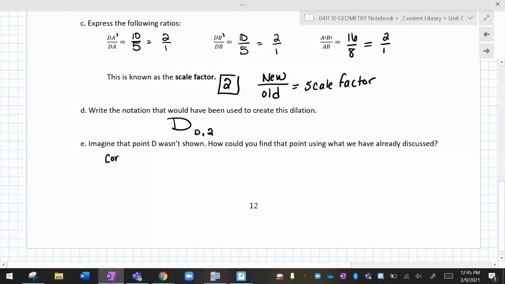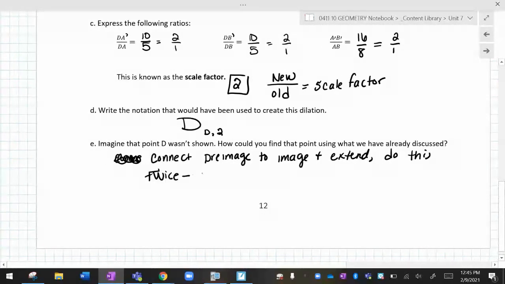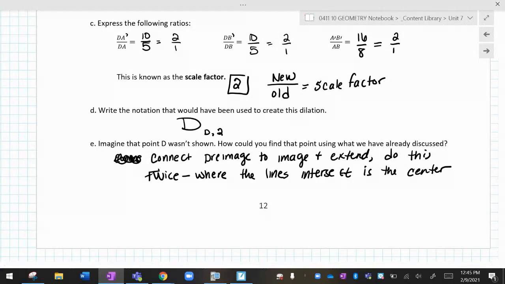So you are going to connect, I can't write, connect, there we go, the pre-image to the image and extend, do this twice, where the lines intersect is the center. I apologize for the messy handwriting. My screen is jumping. Connect the pre-image to the image and extend it. Do this twice, and where those lines intersect is the center. We'll have some practice with this.